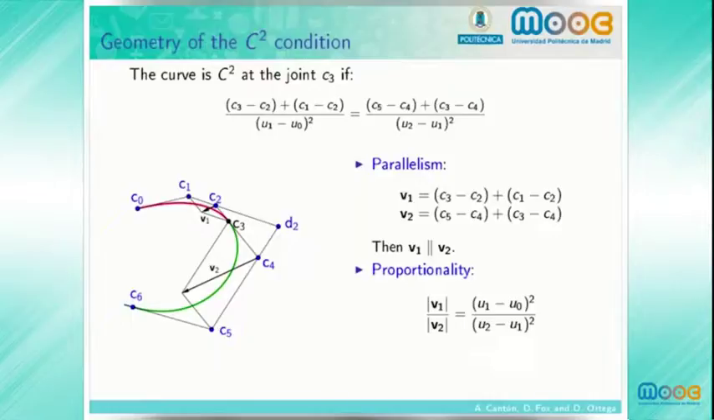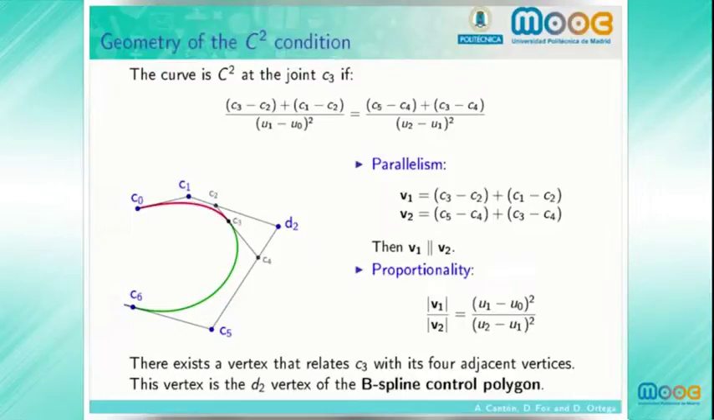We can determine an auxiliary point, here labeled d sub 2, in the following way. We consider the line which passes through C1 and C2, and we consider the line which passes through C4 and C5. These 2 lines necessarily meet in a point, and that point is D2. This vertex, D2, will be one of the vertices of the B-spline control polygon.